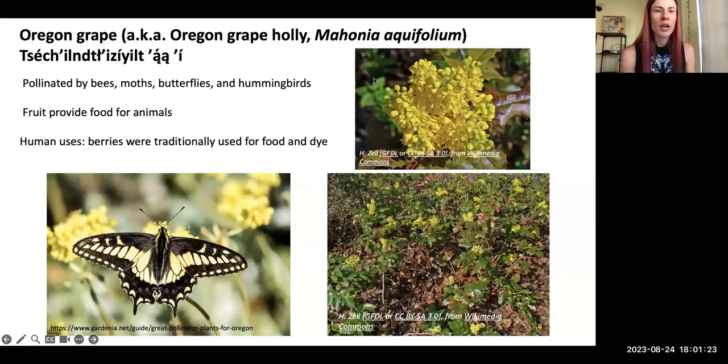Next, Oregon grape. This plant is pollinated by bees, moths, butterflies, and hummingbirds. So just because maybe you've noticed, I talk a lot about the insects, but there are other animals that do pollinate. But as I mentioned, a lot of them are insects, but this is one where you get a lot of these larger insects and you get hummingbirds. So as pictured here with this swallowtail butterfly. So this plant provides food for animals and has human uses as well. The berries are edible.